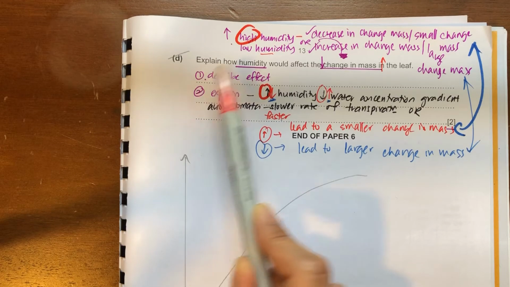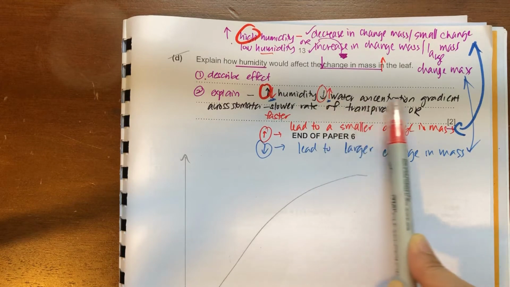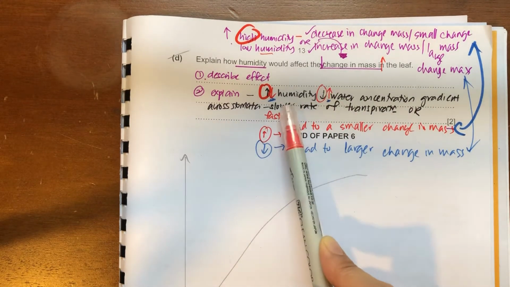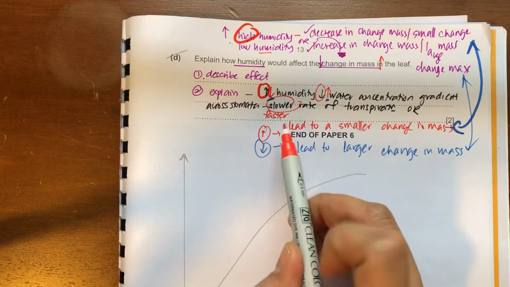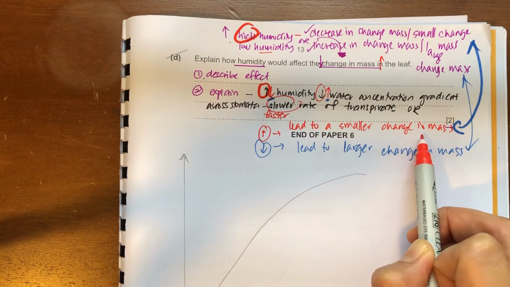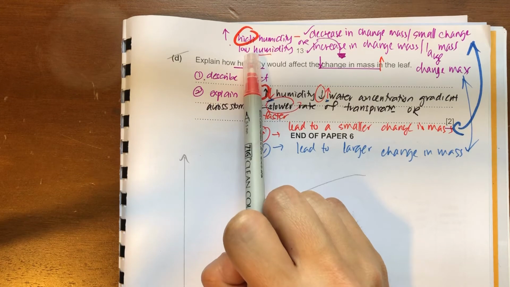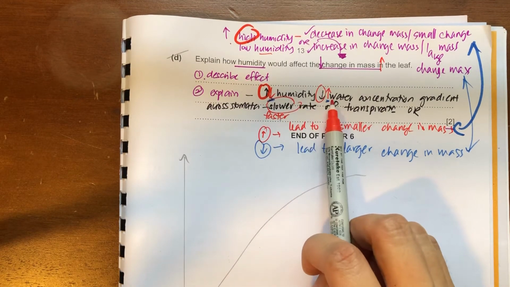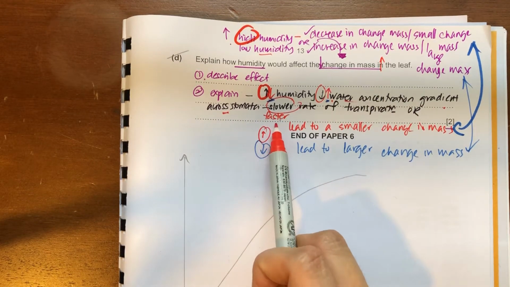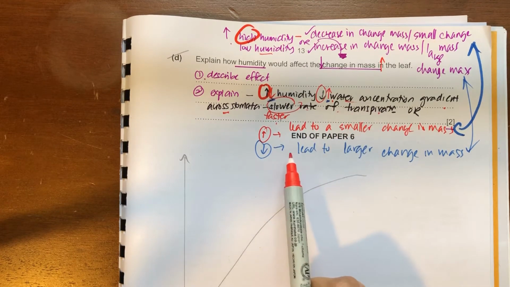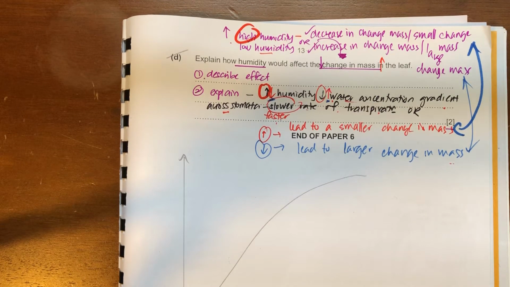So that's number 1. If you're going to use high humidity, you say high humidity decreases the water concentration gradient across the matter, therefore a slower rate of transpiration. Okay, therefore it will lead to a smaller change in mass. If you're going to use low humidity, at low humidity there will be a higher water concentration gradient across the matter, so there will be a faster rate of transpiration. Then it will lead you to a larger change in mass. So that is for question number 7.